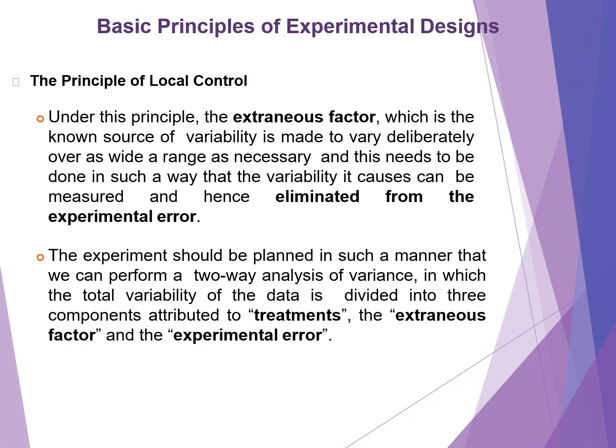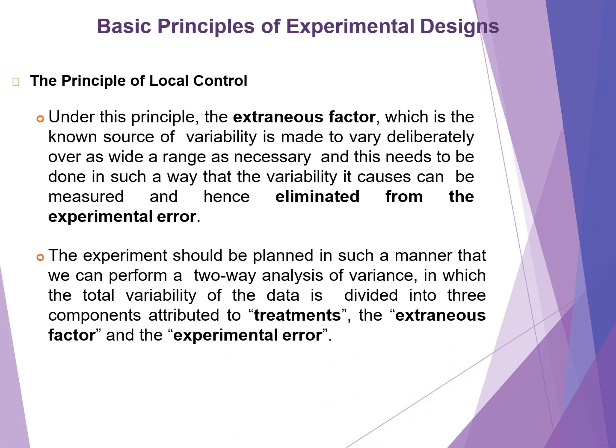Under this principle, the extraneous factor, that is external factor, which is going to affect our experiment is found, and it is the known source of variability, and it is made to vary deliberately over a wide range as necessary. And this needs to be done in such a way that the variability it causes can be measured and hence eliminated from the experimental error.